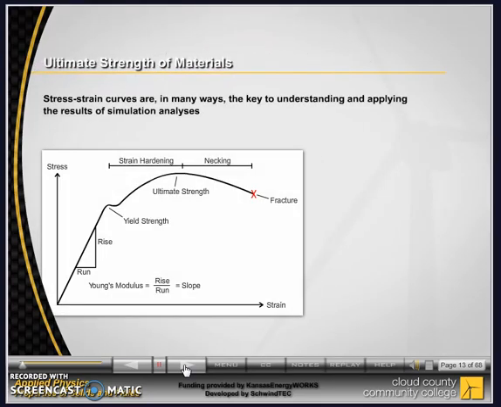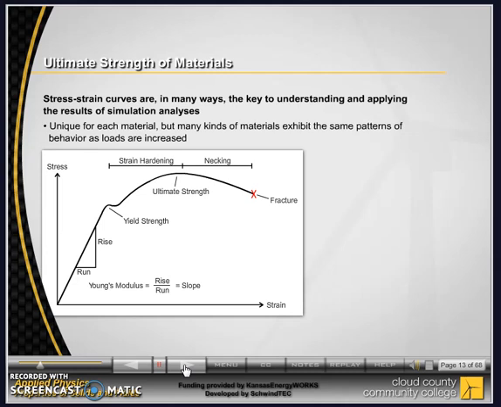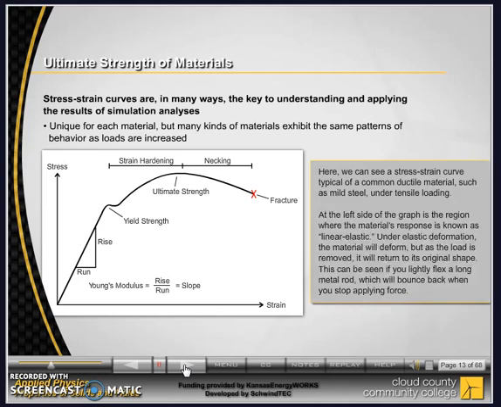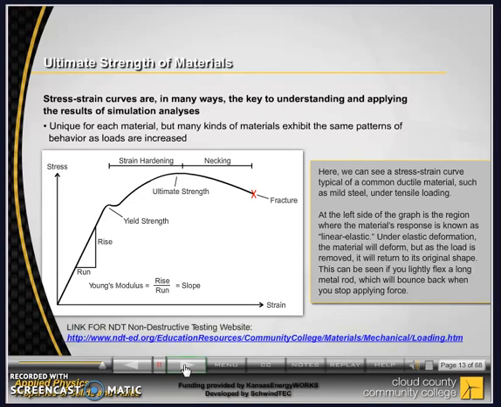Stress-strain curves are in many ways the key to understanding and applying the results of simulation analyses. Stress-strain curves are unique for each material, but many kinds of materials exhibit the same patterns of behavior as loads are increased. Here we can see a stress-strain curve typical of a common ductile material, such as mild steel under tensile loading. At the left side of the graph is the region where the material's response is known as linear elastic. Under elastic deformation, the material will deform, but as the load is removed, it will return to its original shape. This can be seen if you lightly flex a long metal rod, which will bounce back when you stop applying force.